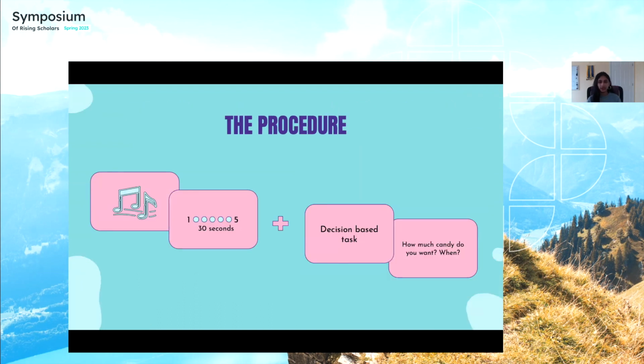This is the procedure that we went over for each participant. Participants listened to a song and rated the emotion of the music and the lyrics. They do this around 3 times for 3 different samples of music, and then they do the decision-based task, which is right there, and it says, do you want candy? How much do you want? And then when? They could say they wanted candy right then or they could choose tomorrow. And yes, they actually did receive candy, probably around 5 pieces for each participant.